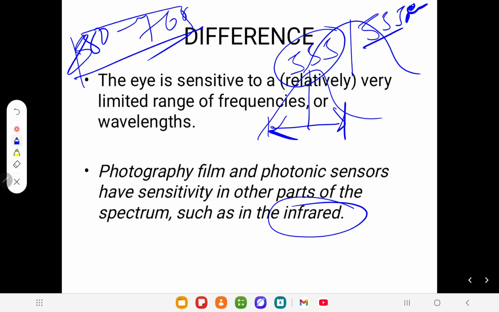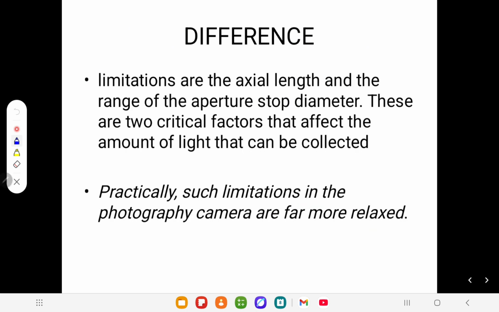One is more sensitive and another is not. Yes, definitely there are a few cases we can make, but it's not like that in the case of a photographic camera. And another, in our eyes there is a limitation of axial length and the range of aperture stop diameter, isn't it? We cannot make our aperture stop, that is the pupil, larger than 8 or 9 mm. Is it possible? No, axial length is limited, isn't it? So these are the two critical factors which affect the amount of light collection.